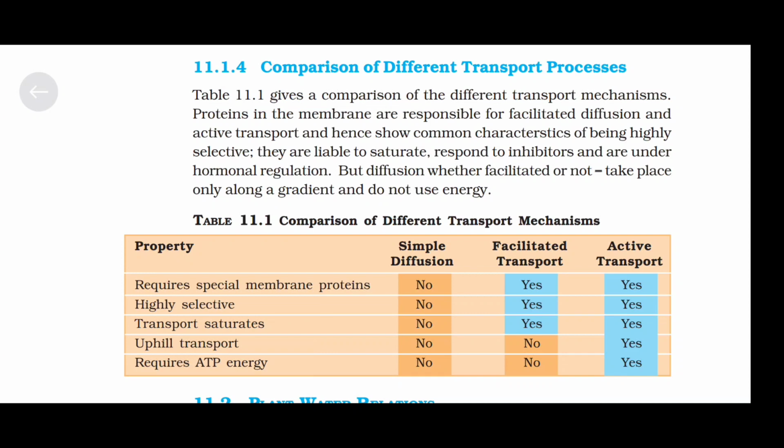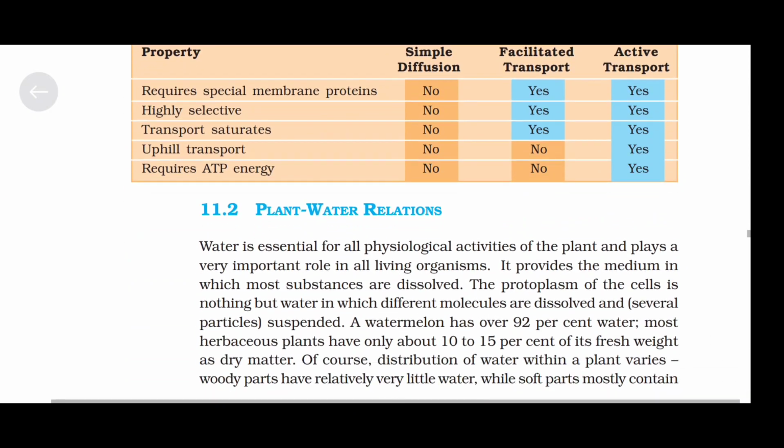Property: transport saturates. In simple diffusion there is no saturation level, whereas in facilitated transport, yes, there is a saturation level, and in active transport the answer is yes. Uphill transport: in simple diffusion, no, uphill, that is against the concentration gradient, does not take place. Facilitated, again the answer is no. Active transport, yes, it goes with uphill transport and requires ATP energy. Simple diffusion, no. Facilitated transport, no. But yes, active transport requires ATP energy.